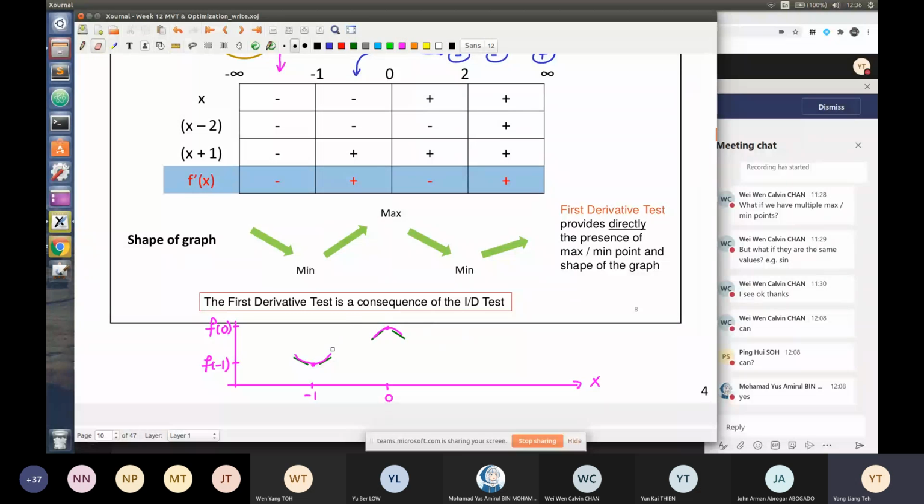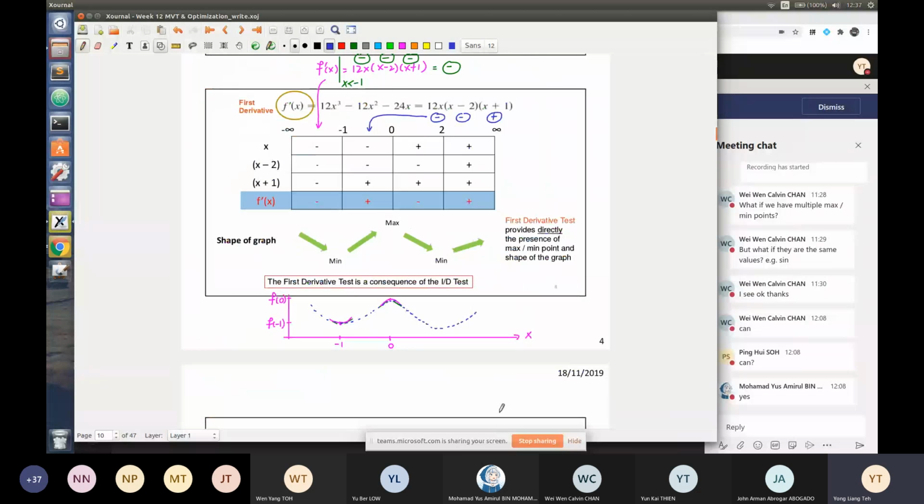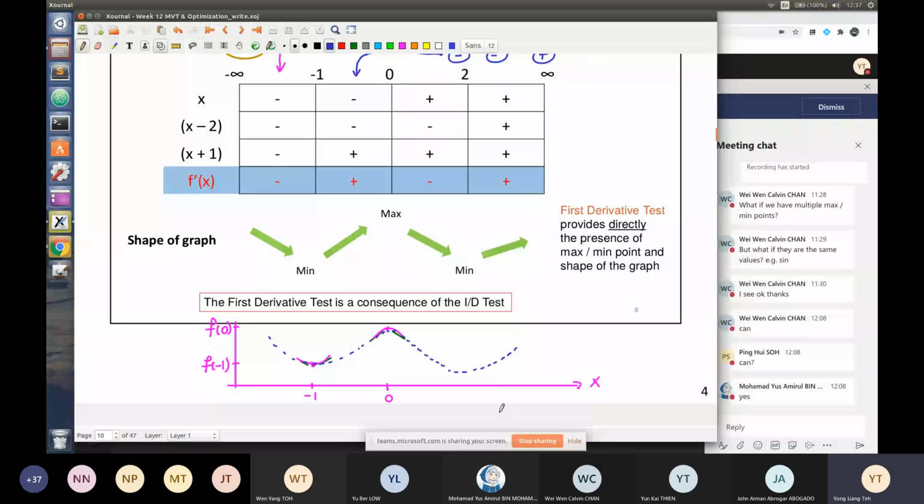So therefore, with that, I can actually start to link up my graph after I know all this information. Maybe something like that. All right, so of course, there's another minimum point here, but I think you get the idea. Questions on using the first derivative test, which is one of the 2 types of tests we can use to classify the type of stationary point that we have.